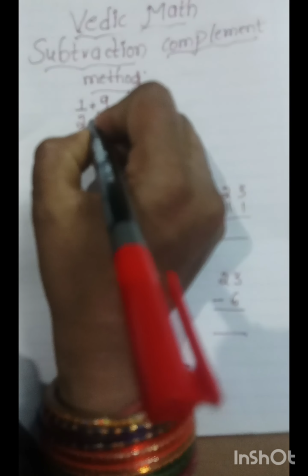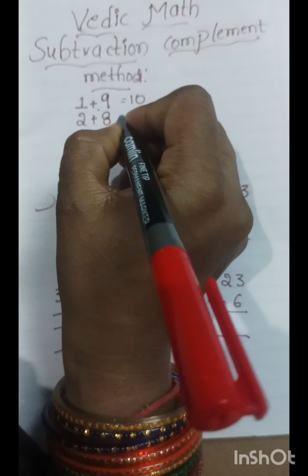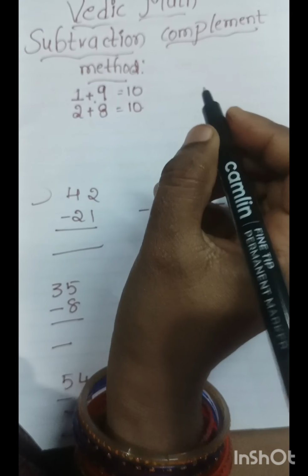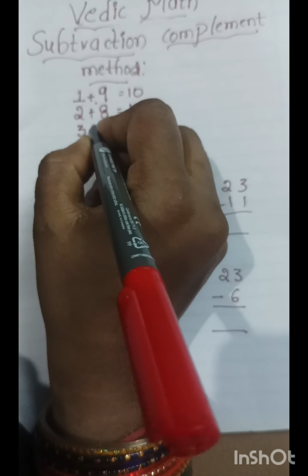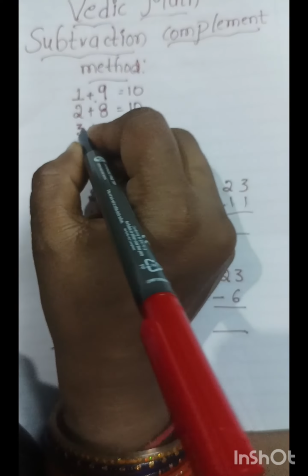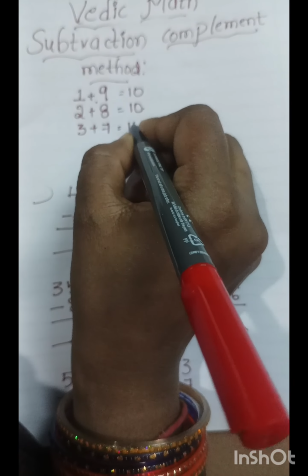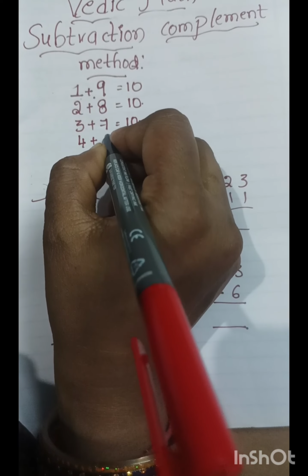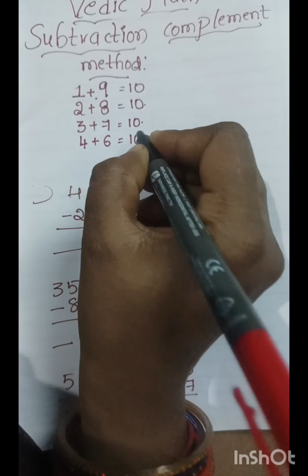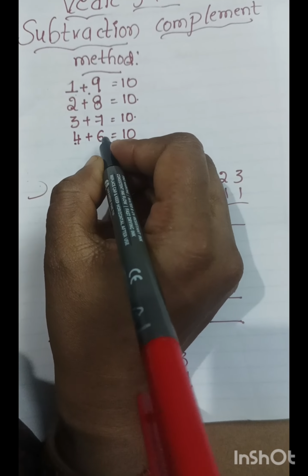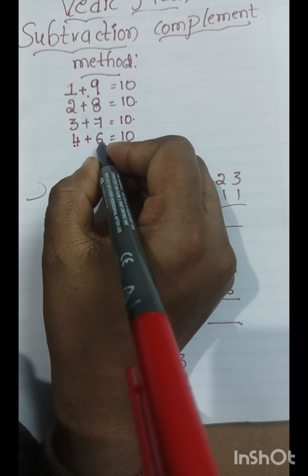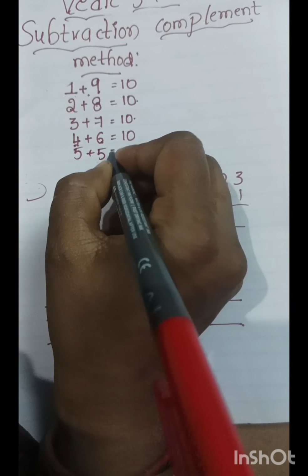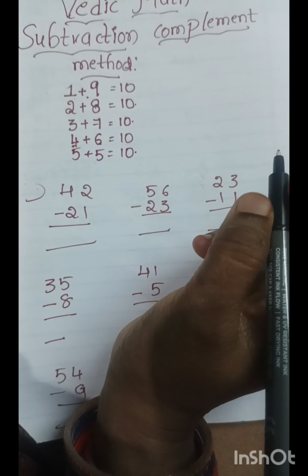For 2, you have to add 8. If you add 2 to 8, you will get the sum 10. Next, for 3, you add 7, and you get 10. For 4, we have to add 6. So what is the complement for 4? 6. And the complement for 6? 4 only. For 5, you have to add 5 only. These are the complements.